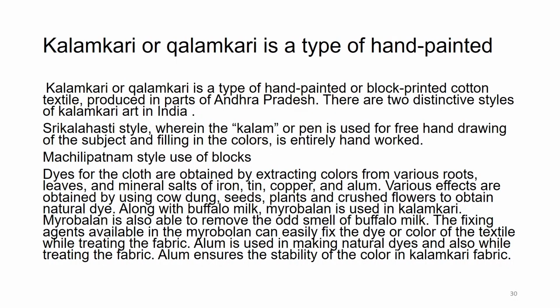Along with buffalo milk, myrobalan is used in kalamkari. Myrobalan is also able to remove the odd smell of the buffalo milk. The fixing agent myrobalan can easily fix the dye on the cloth while treating the fabric. Alum is used in making natural dyes and also treating the fabric, which has good color fastness. Alum ensures the stability of color in kalamkari fabric.